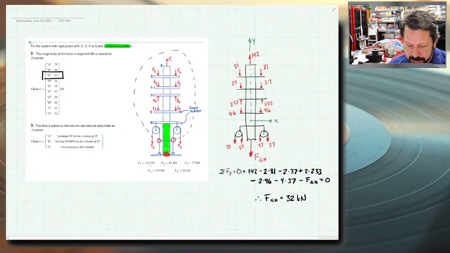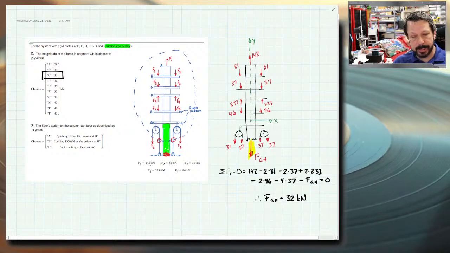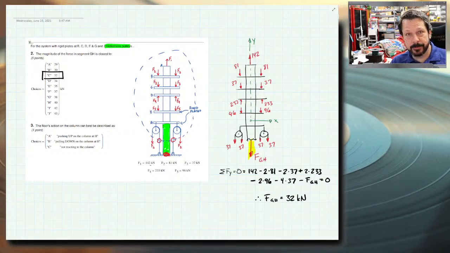It came out positive. That means that I drew this arrow the correct way. That means that this piece, GH anyway, not the whole thing, but piece GH, that's the internal force I just calculated, is in tension.